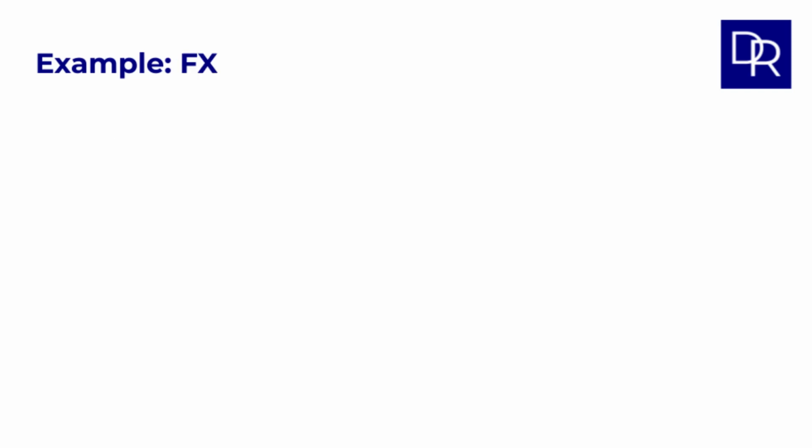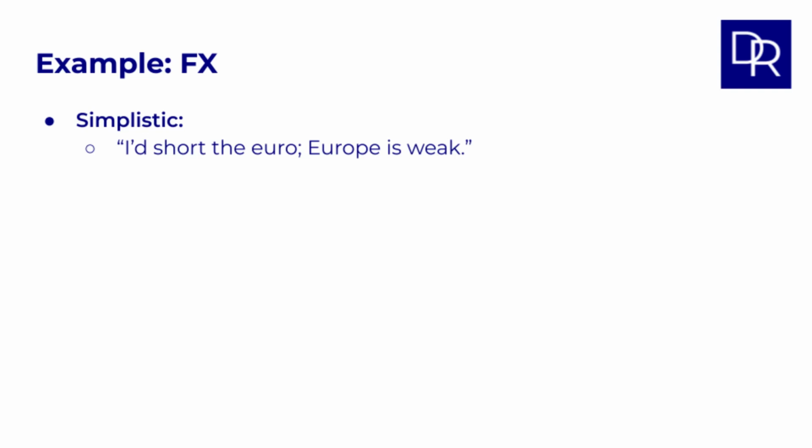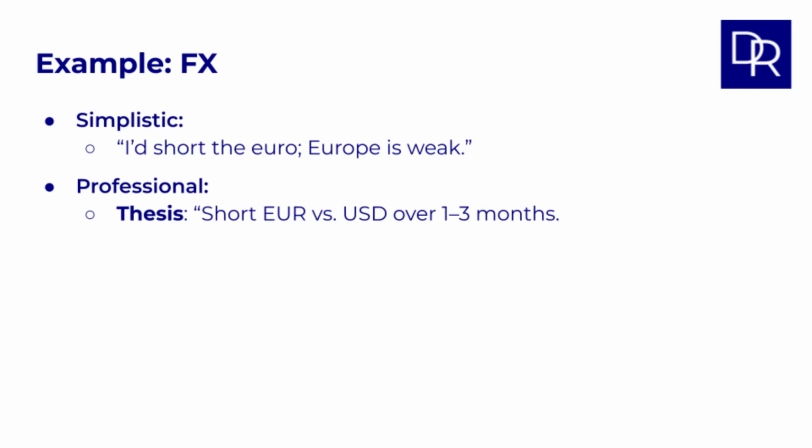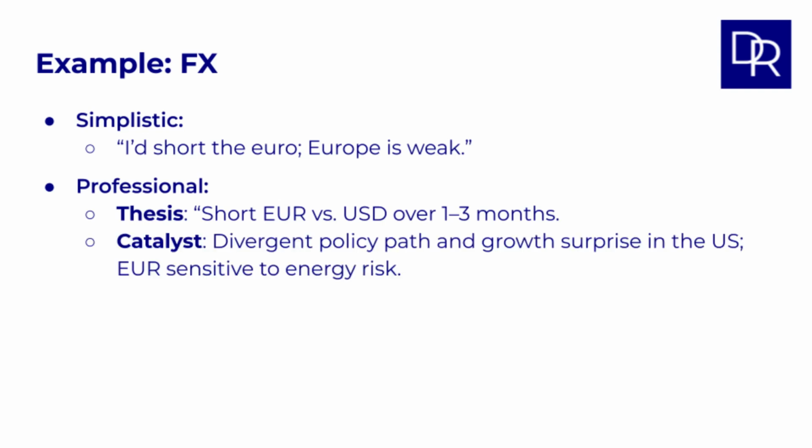Finally, let's look at an FX example. A simplistic one would be, I'd short the euro because Europe is weak. A professional one might say, short the euro versus the dollar over 1 to 3 months. Again, we have the time horizon in there. Then the catalyst: divergent policy path and growth surprise in the US.